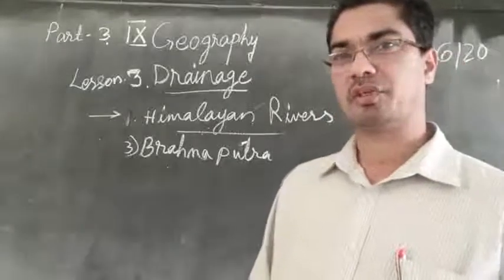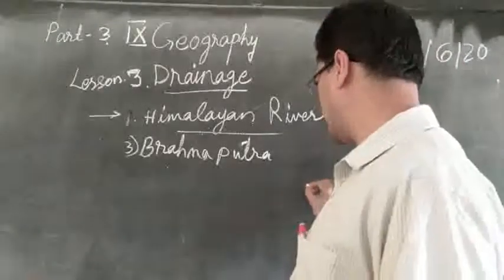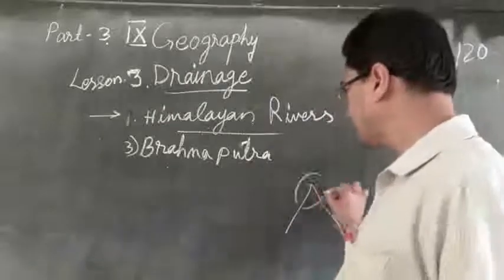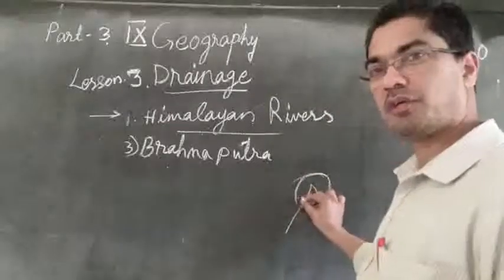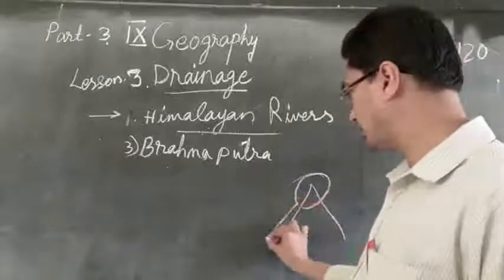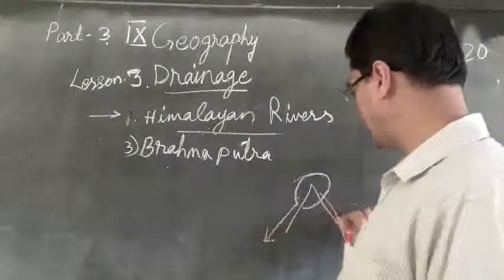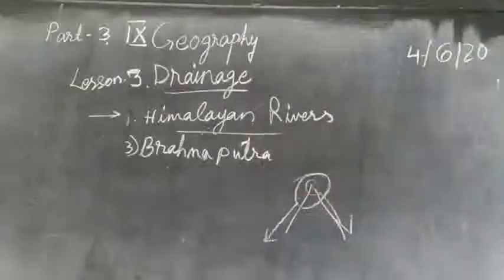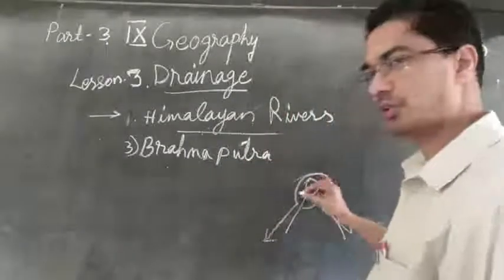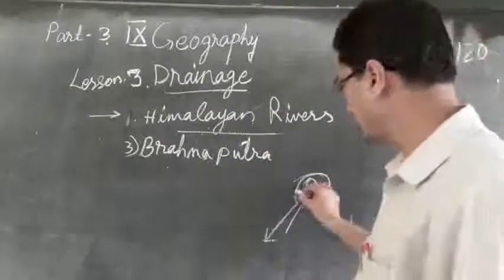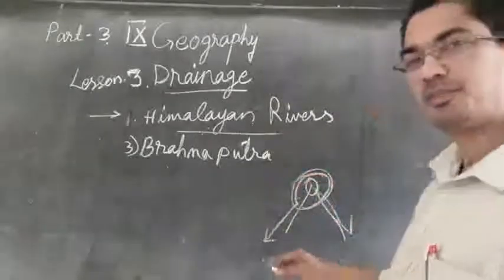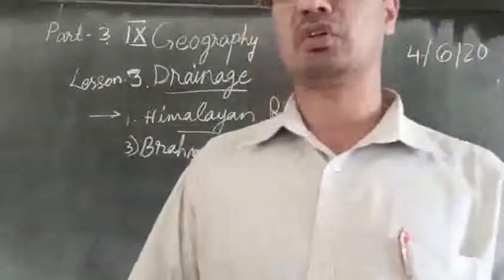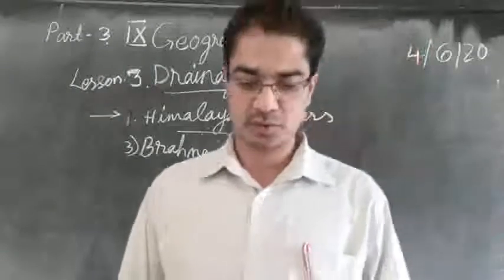Because of the water divide. We learned that at the top of the mountain, the water flowing this side will flow this side, and here it will be flowing this side. So here that is a water divide. It is because of the water divide that, though the starting point is very near, they are flowing in different directions.